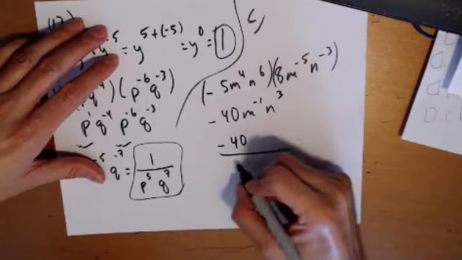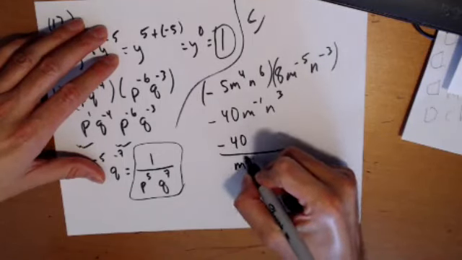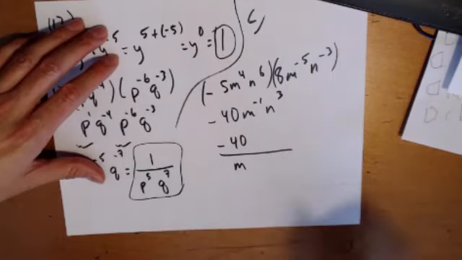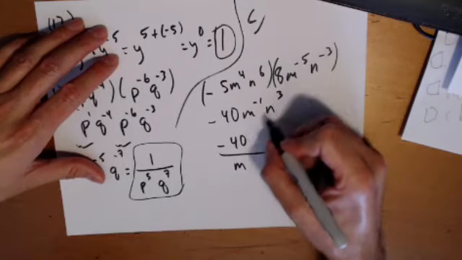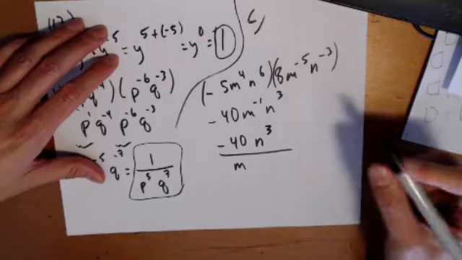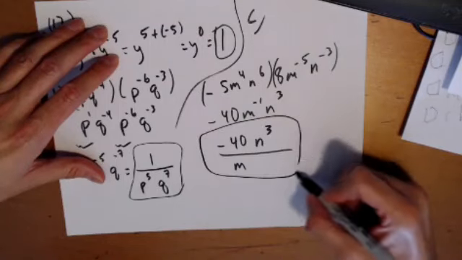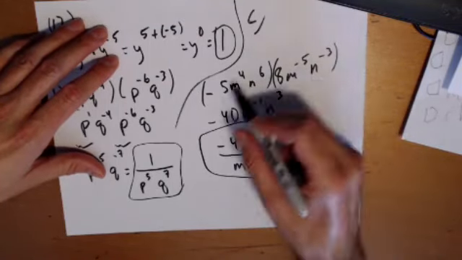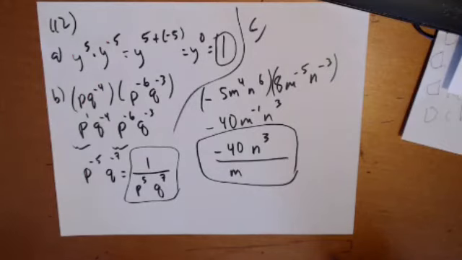m to the minus 1, why don't we bring it downstairs and make it m to the positive 1? You don't need to put a little 1 there, but you could if you want. And n to the positive 3, so we just leave it there. Ponder this one. Make sure that one made sense. That one actually got a little interesting there.